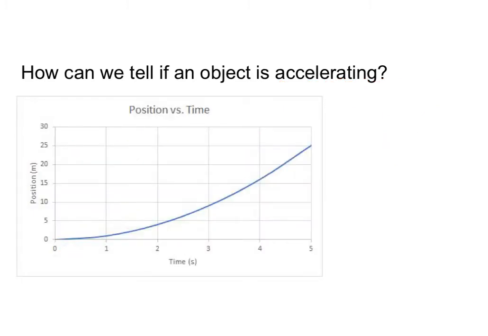So how can we tell if an object is accelerating if we don't have a velocity time graph? What if we have a position time graph? Let's talk about how we can figure out whether an object is accelerating.